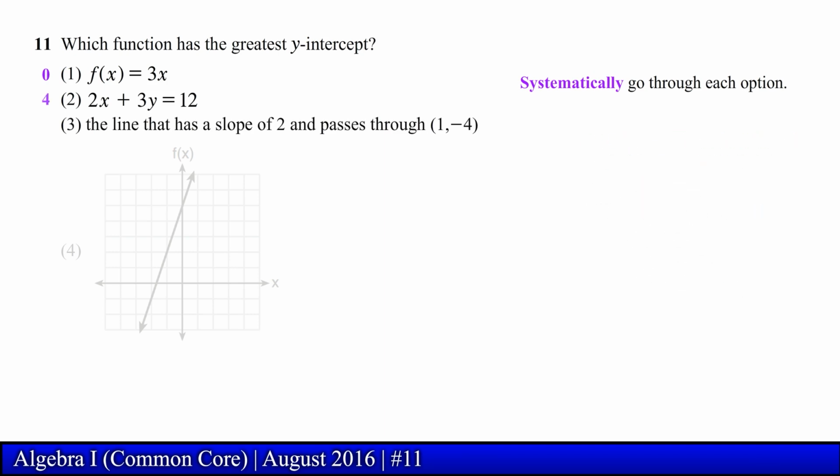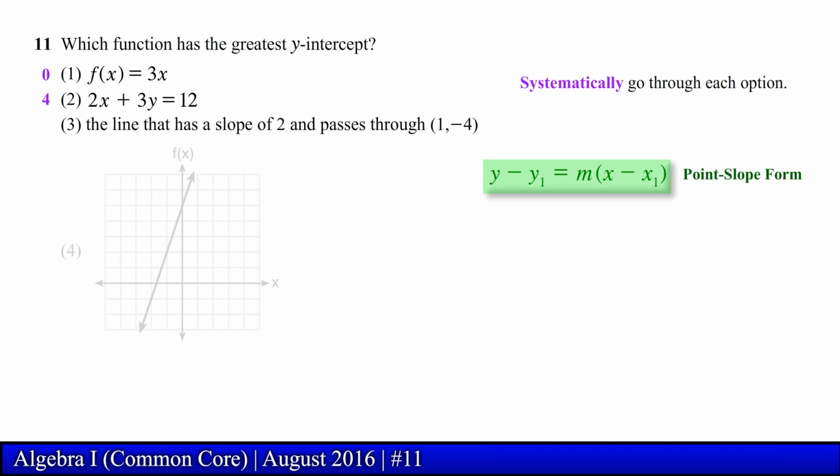For option 3, we are not provided with a function, but we are provided with a description of the line. In this case, the line has a slope of 2 and passes through the point 1, negative 4. In order to determine the y-intercept, we can make use of the point-slope form of the equation of a line to do just that.